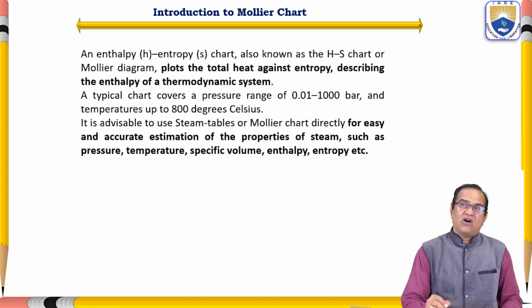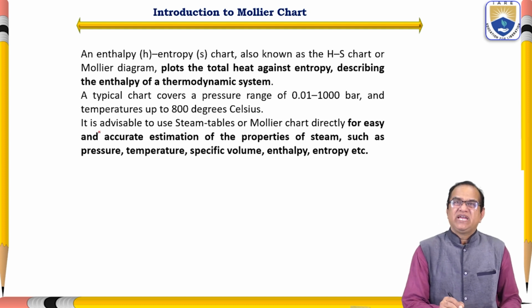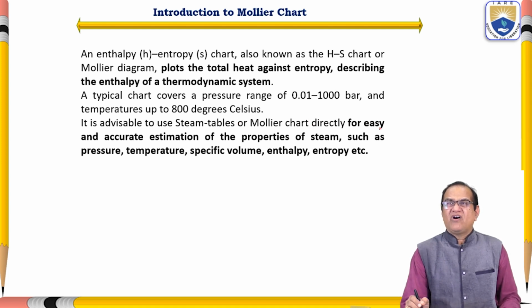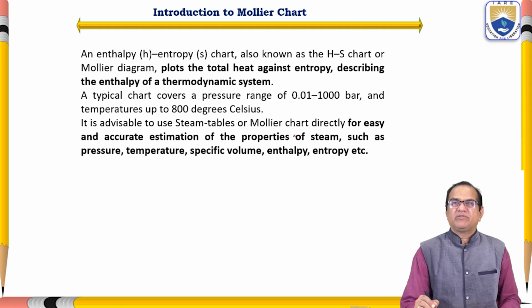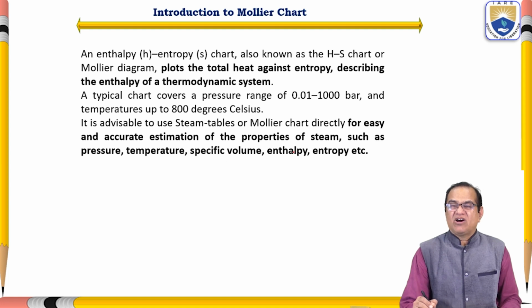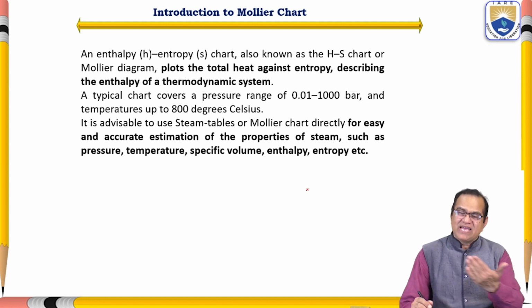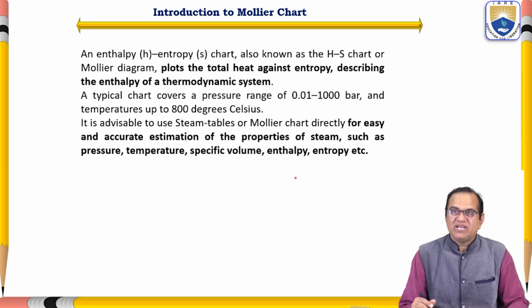This chart covers a pressure range of 0.01 to 1000 bar and temperature up to 800 degrees Celsius. It is there in the chart. It is advisable to use the steam table or the Mollier chart directly for easy and accurate estimation of the properties of steam, such as pressure, temperature, specific volume, enthalpy and entropy. So these 5 properties you can find out with the help of the steam table or Mollier chart, which is also given in the steam table as an annexure at the last of the steam table.